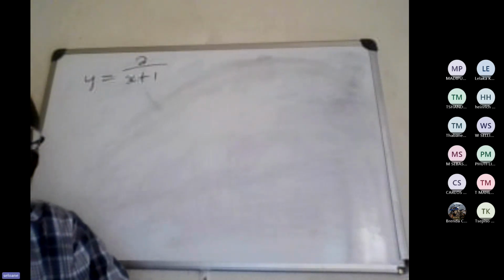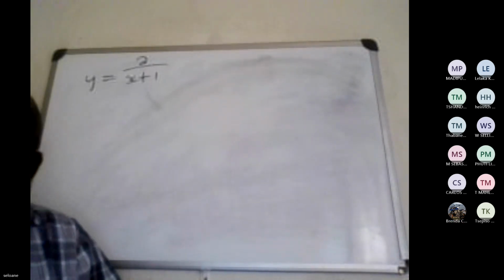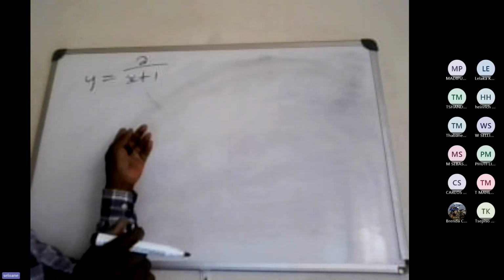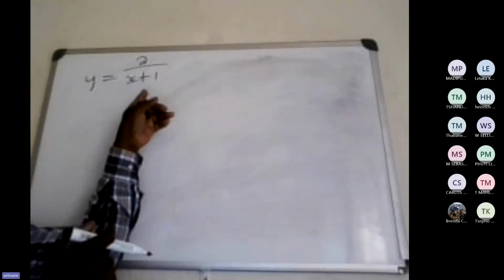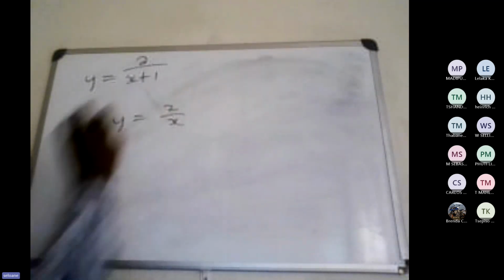Tell us when you are changing this. y equal to 2 over x plus 1. Don't forget the mother graph of this, because this is shifted. The mother graph is y equal to 2 over x.